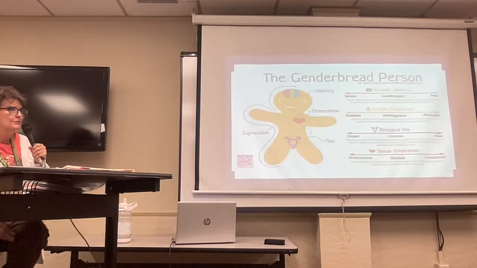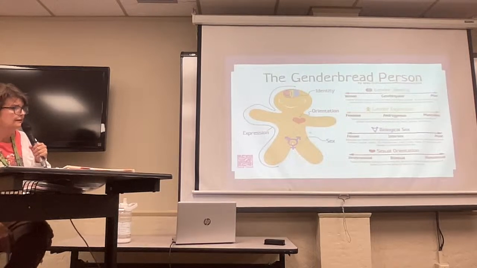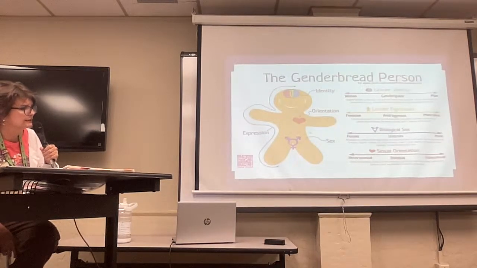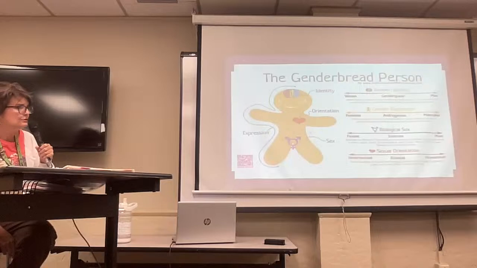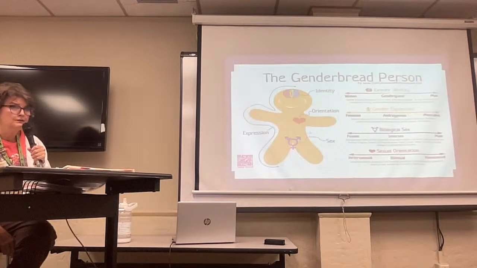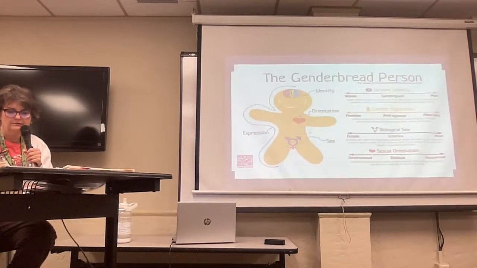Intersex means that you have been born with more than one type of sexual part, so we're really not sure if you're male or female, so we're going to have to do some genetic studies to find out exactly what gender you are. So when we think about sexual orientation, am I heterosexual, where I'm attracted to the opposite sex? Am I bisexual, where I'm attracted to both sexes? Or am I homosexual, where I'm attracted to the same sex? So that's what orientation is.